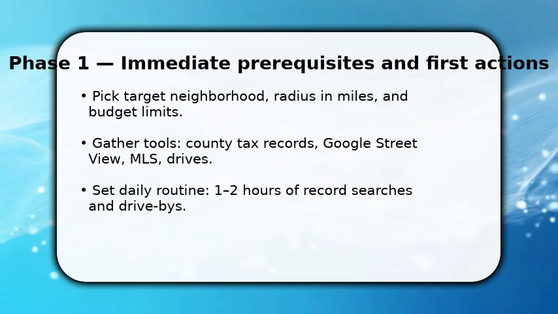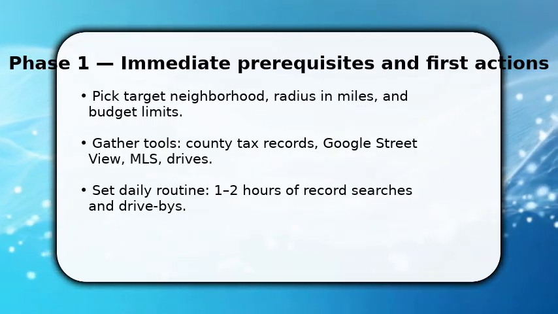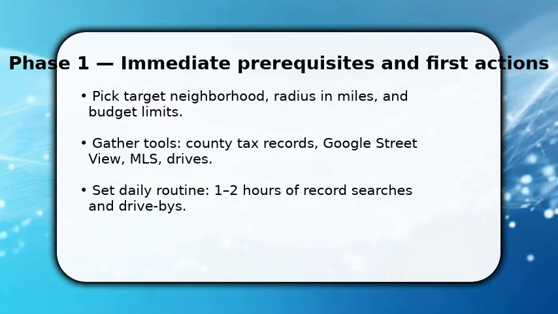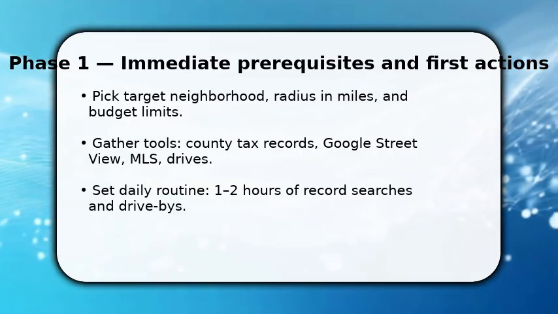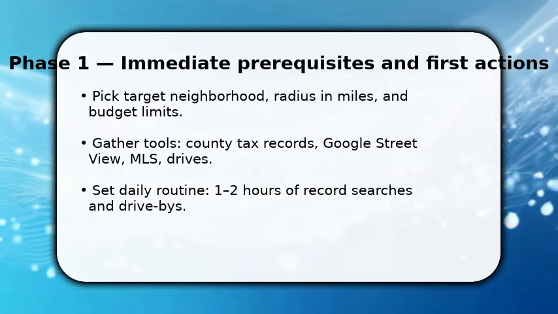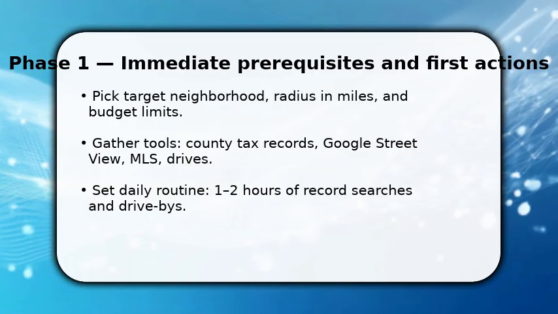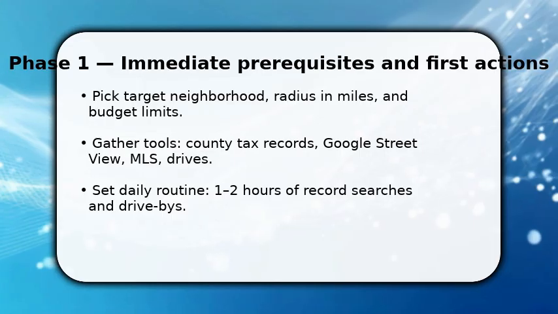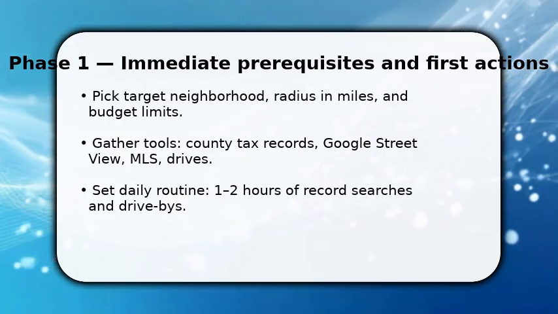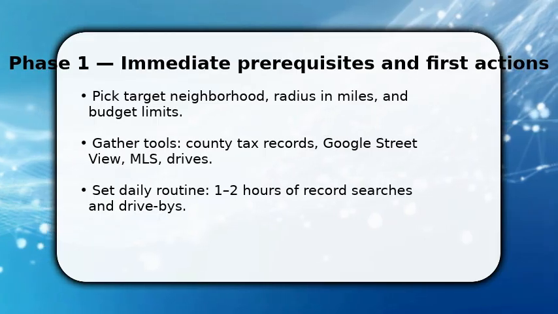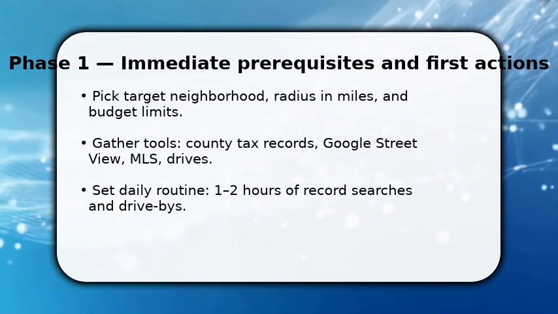You start by defining a tight search area and the minimum criteria that matter to you. Once done, pull county tax rolls and MLS filters, and mark properties with unpaid taxes or long vacancy notes. Make driving routes using Google Street View and a phone map. Check exterior signs of neglect. Make sure to log addresses in a spreadsheet with status tags. This first push creates a small, actionable list so you can move from theory into visits immediately.